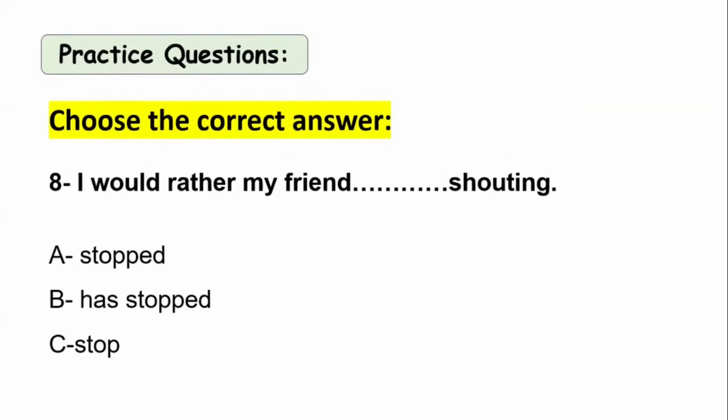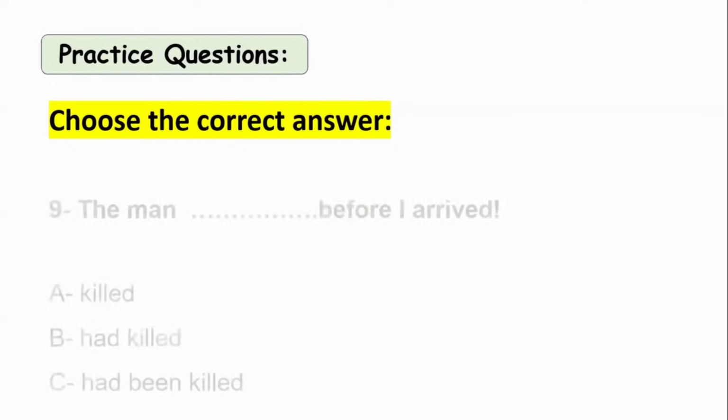I would rather my friend stopped or has stopped or stop shouting. The same thing, I would rather or I'd rather يعني أفضل أو أتمنى إنه صديقي يتوقف عن الصراخ. So again, we have to use a verb in the past because it's not real and I'm hoping for it to be real. So my friend stopped shouting.